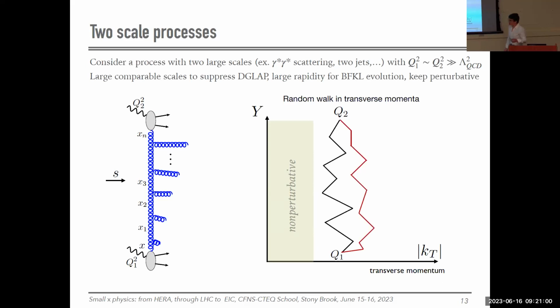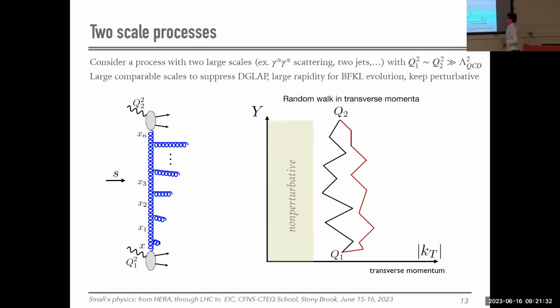So the idea here is that we had this diagram where you have essentially a cascade of partons, strongly ordered in longitudinal momenta, that are being emitted. You have two scales, and you want these scales to be perturbative. What BFKL does is it allows a random walk in these transverse momenta.